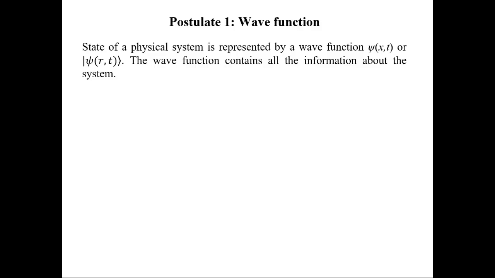So, the first postulate of quantum mechanics is the concept of wave function. It states that any state of a physical system can be represented by a mathematical wave function that contains all the information about the system. This wave function is represented by psi as a function of position and time. This is an example of a mathematical wave function of a moving particle, of course in graphical form.